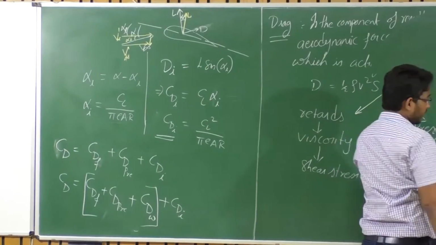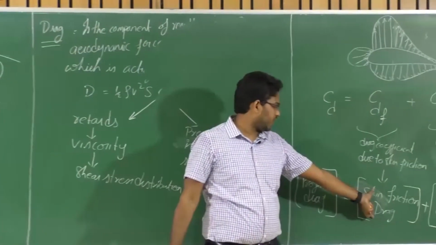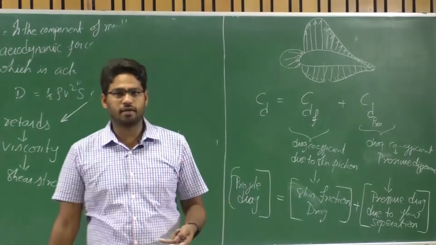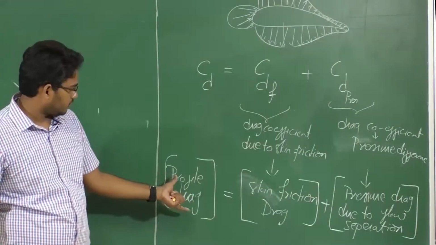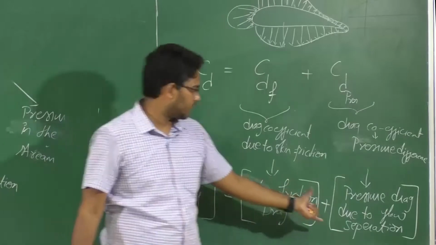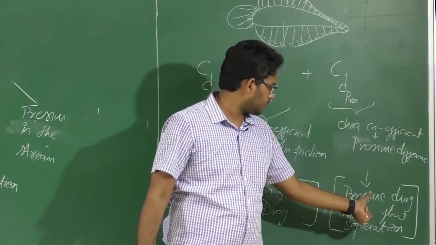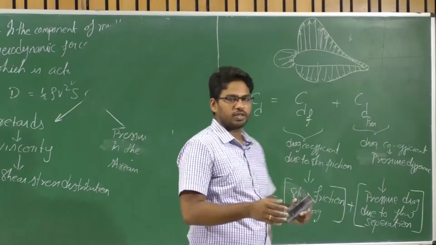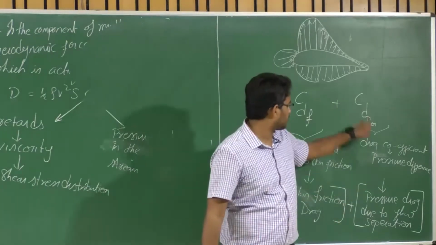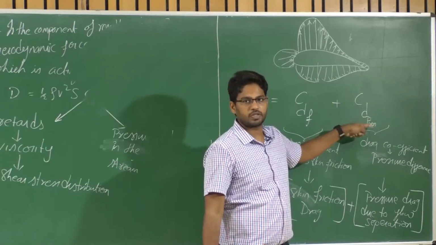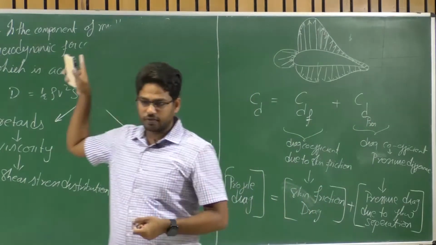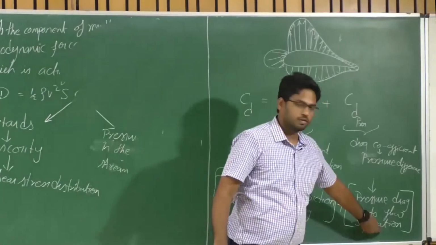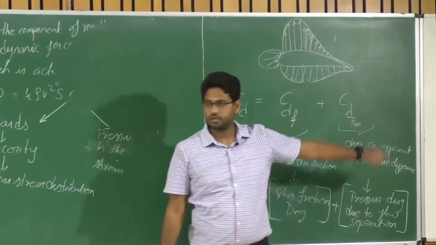And profile drag varies with alpha. Skin friction has very little effect from angle of attack, but the pressure distribution definitely has a higher influence. The angle of attack may not influence the skin friction much, but it has a higher influence on the pressure drag due to flow separation, because the pressure distribution changes with angle of attack. That is why we had that variation of CD with alpha. So the contribution is mainly from this particular parameter.